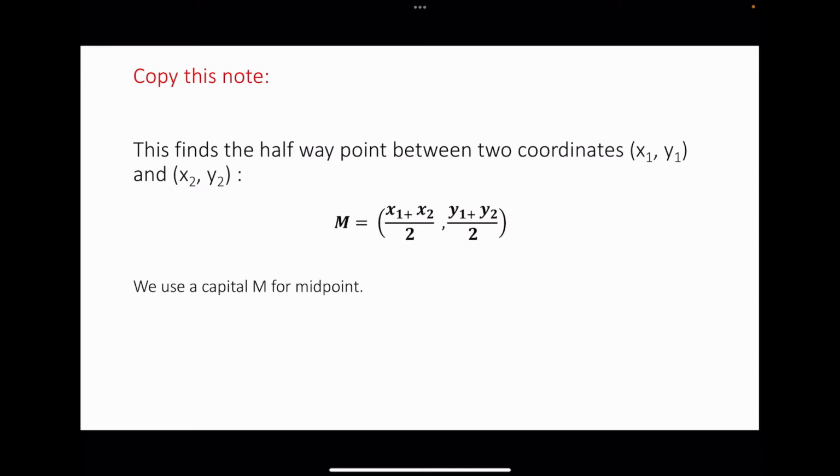To find our midpoint, we add our x coordinates together and divide them by 2, which gives us an x coordinate. We then add our y coordinates together and divide them by 2, which gives us our y coordinate. Or, like I said, you could just find the halfway between your x and the halfway between your y. Notice that we use a capital M for midpoint. That's going to be quite important as we progress through the straight line topic. It's a lowercase m for gradient and a capital M for midpoint.